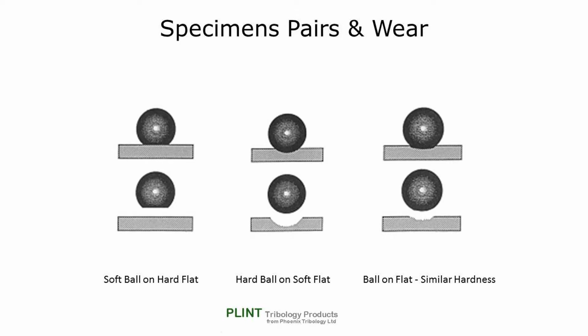Normalizing wear volume by sliding distance with hard ball on soft flat is at best an approximation. In real machines, we frequently find contact materials of similar hardness, with the result that the wear is shared between the two contacting surfaces. The only solution here is to measure the wear on both surfaces.